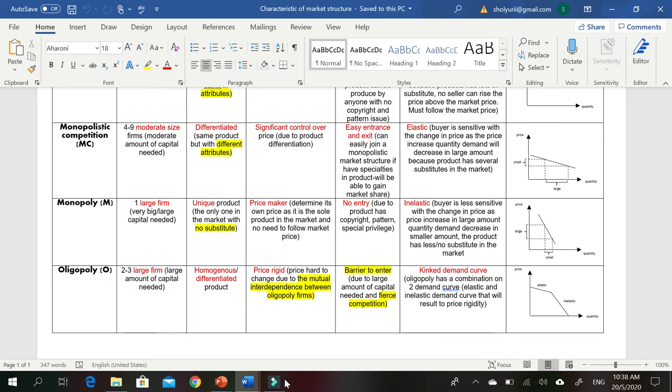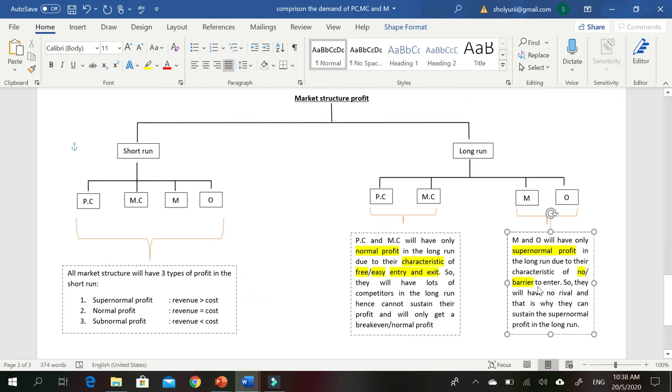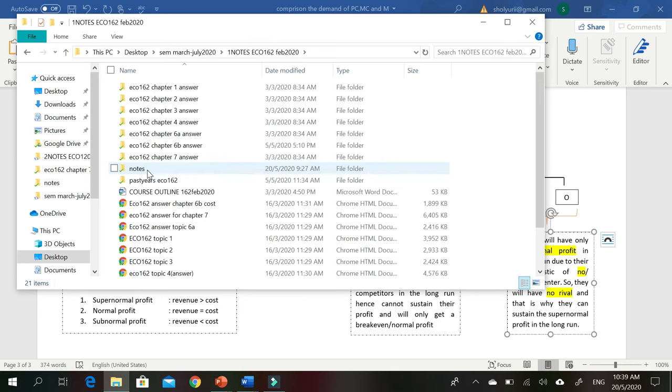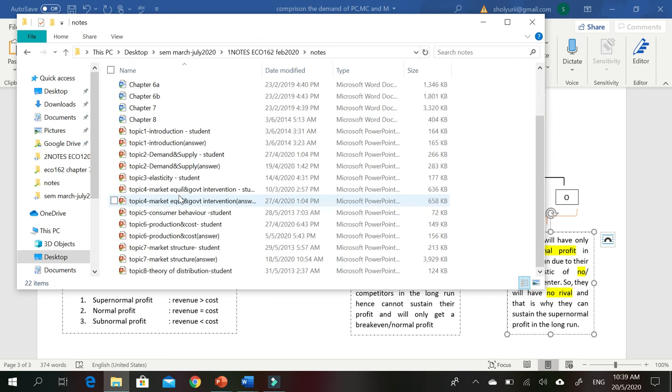Because of that, these two market structures, they can sustain their supernormal profit in the long run, because they have no rivals. Okay. And that's why this is the specialties of monopoly and oligopoly. Okay. So kalau bentuk soalan, what types of question they will ask. Okay. So kali ini adalah untuk soalan ECO162 eh. Nanti saya tunjuk soalan untuk ECO120.